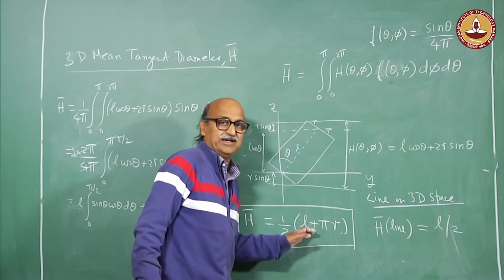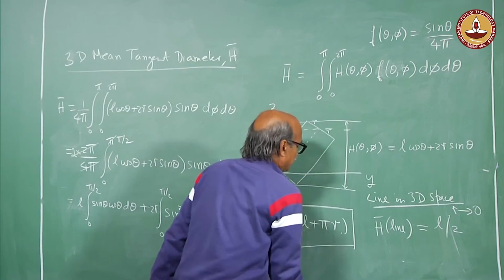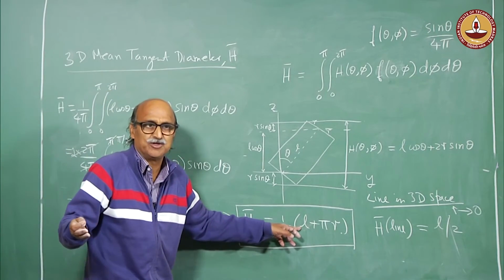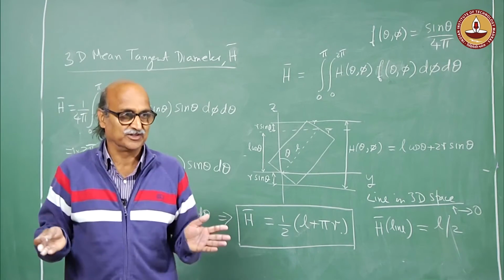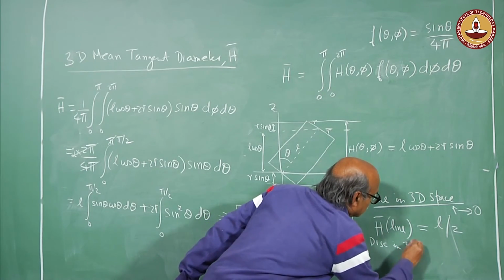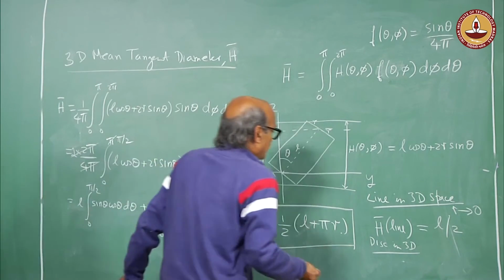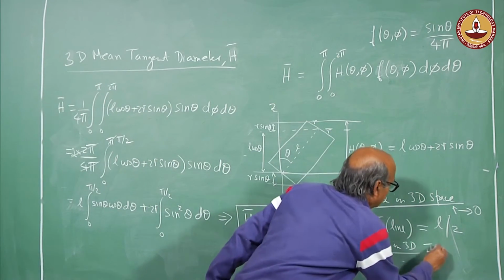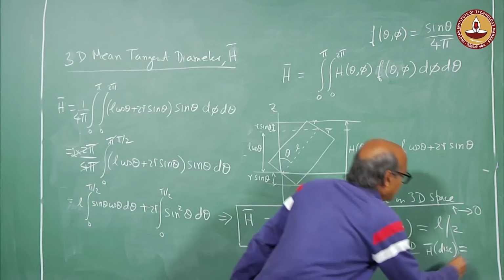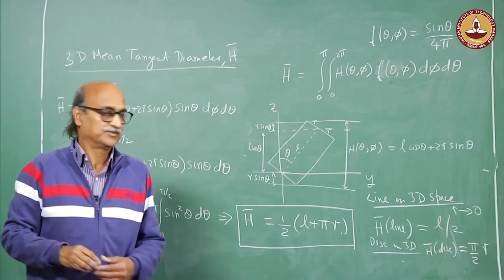Suppose I let L go to 0, okay. If I let L go to 0, then what am I left with? I am left with a disk of radius r, okay. So, for a disk in 3D, a disk is a 2D shape, but it can take orientations in 3D. The mean tangent diameter for a disk is simply pi by 2 times its radius.